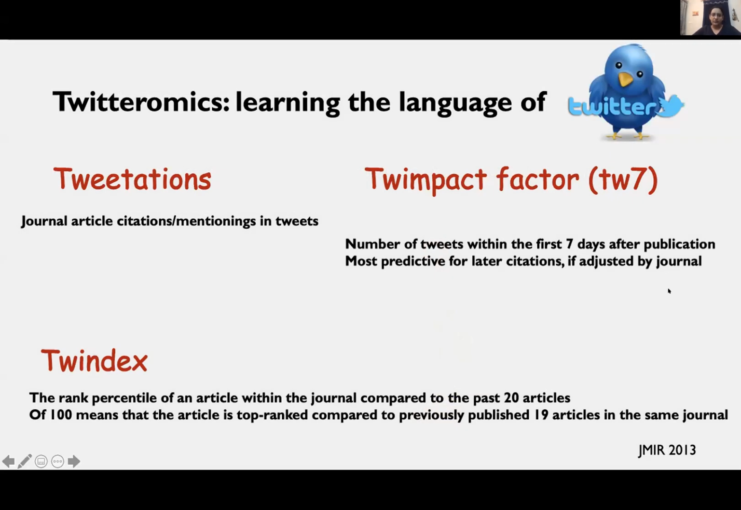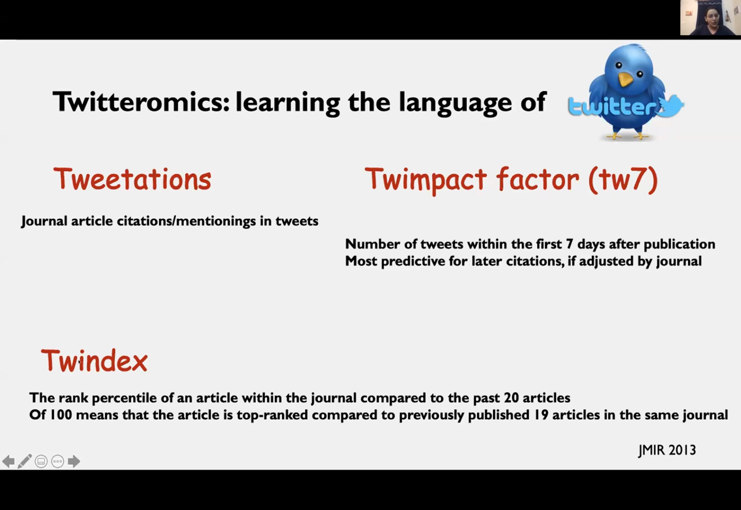So, learning the language of Twitter: Tweetations, as this term was coined in this article, which first came up in 2013, is described as any journal article which is cited or mentioned in a tweet. Any tweet mentioning an article or carrying a DOI or a URL is a tweetation. While the Twimpact factor is the number of tweets within the first 7 days after publication, which is said to be an extremely important aspect because it is more predictive of later citations, provided you adjust for other confounding variables, which we'll also talk about in subsequent slides.